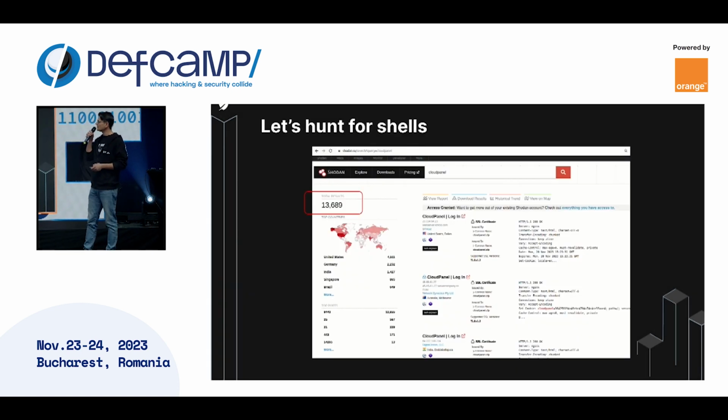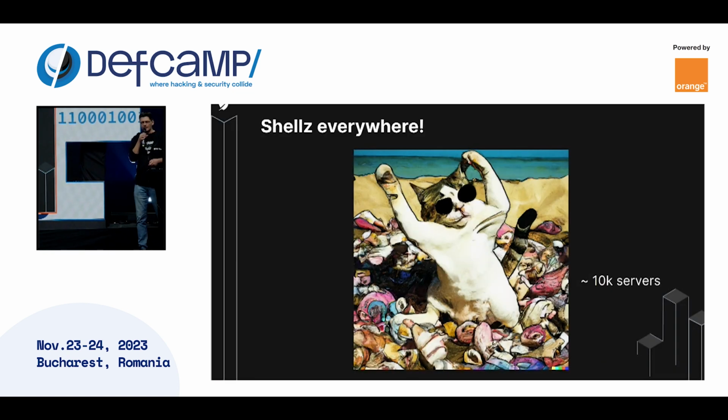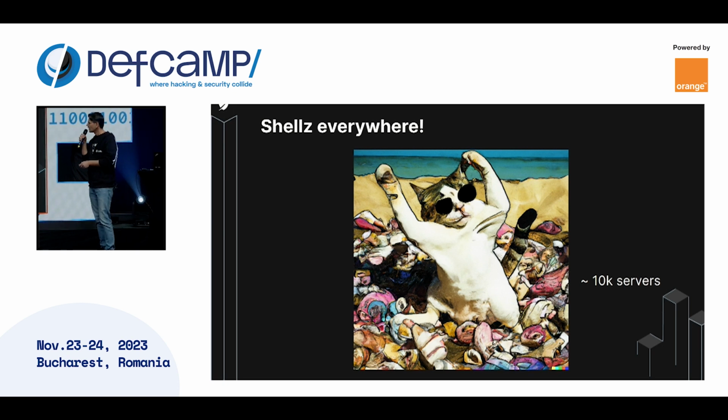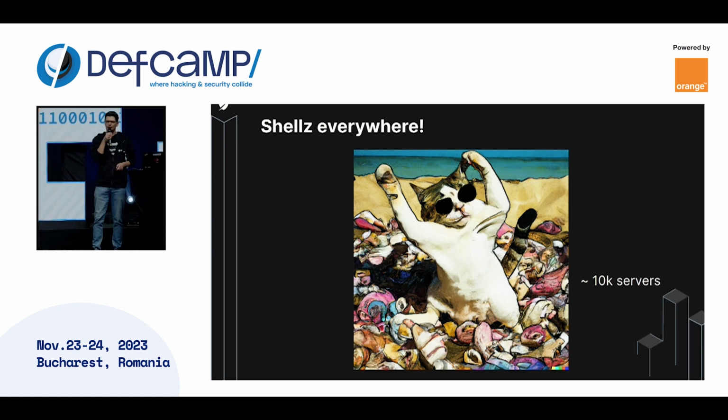Let's start hunting for some shells. By querying Shodan, he found out that there were more than 13,000 CloudPanel instances spread all over the internet, and he just ran the exploit against all of them. After waiting for some time, he found himself over a pile of shells. Shells everywhere. About 10K servers vulnerable to CloudPanel.